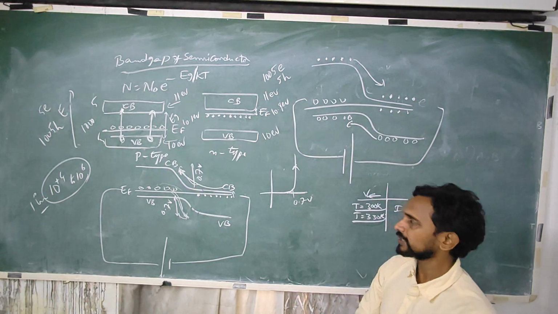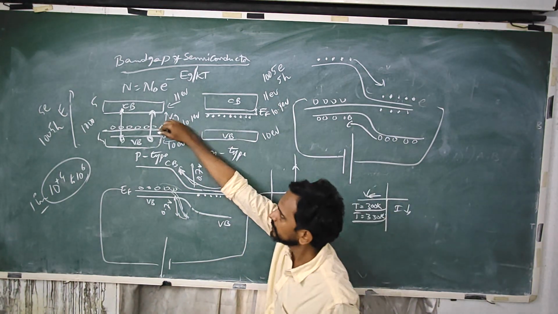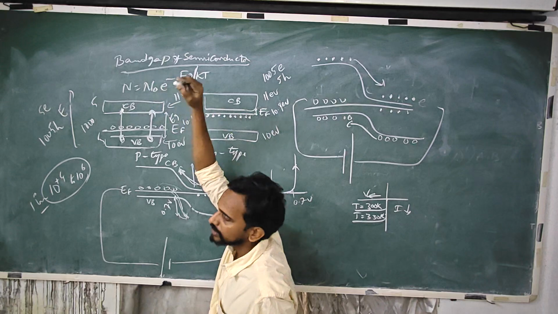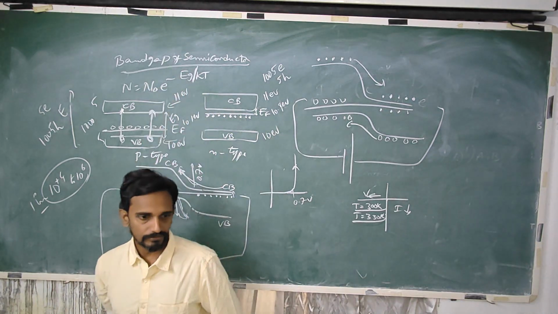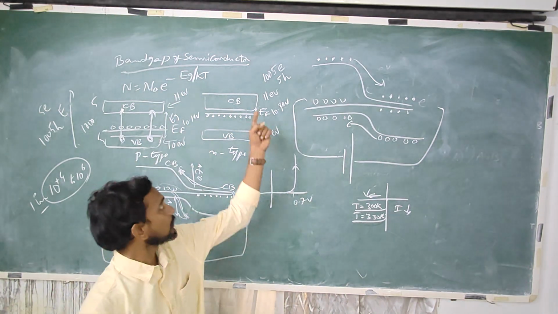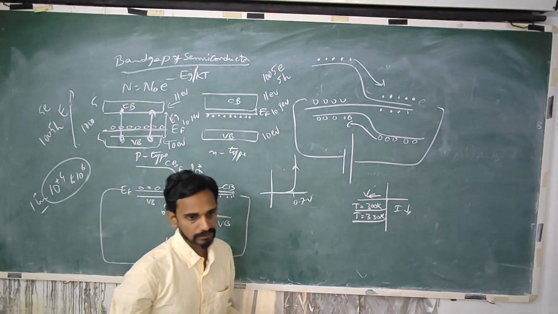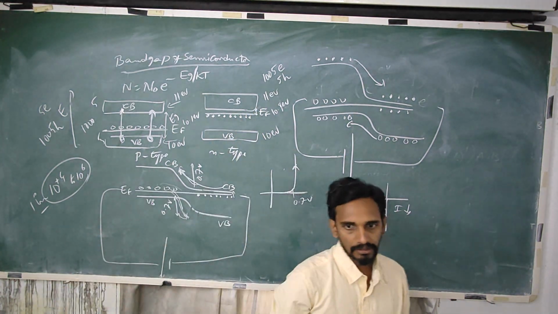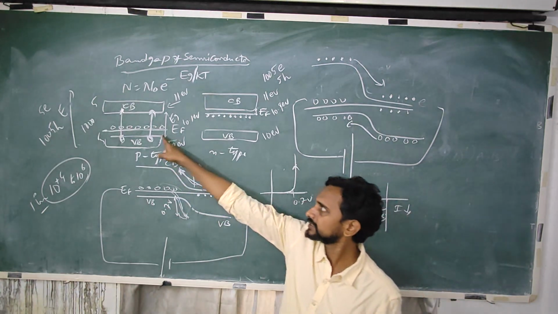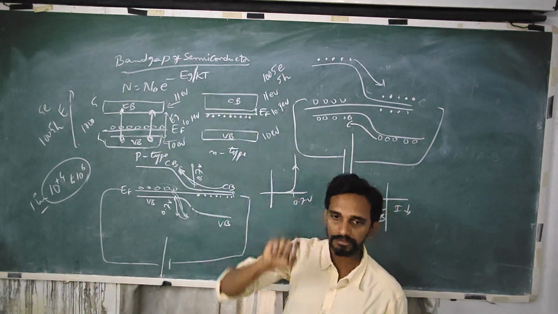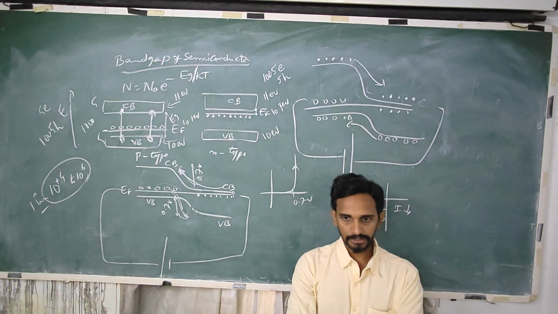So whatever energy you are supplying here gives information about the band gap. Whereas in forward bias, all the information that you get is only the gap between donor level and conduction band, or acceptor level and valence band. This is the only gap you get from the energetics of forward bias.